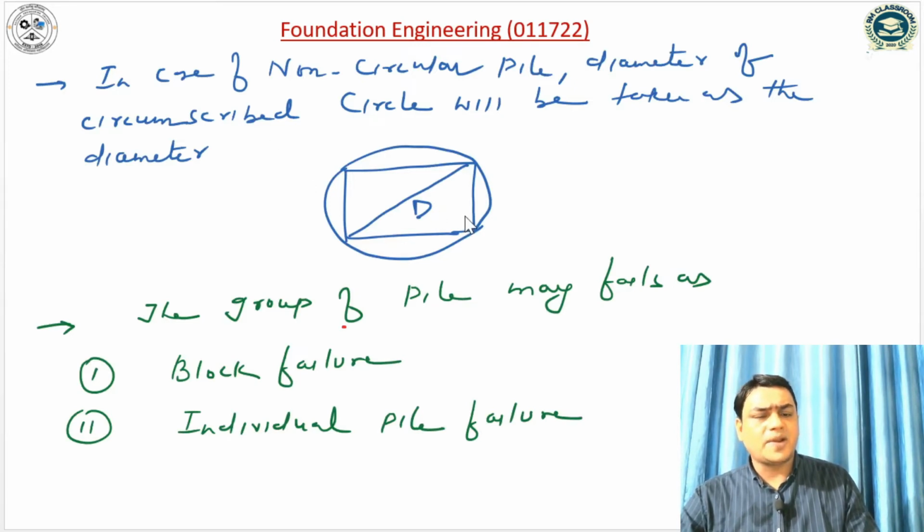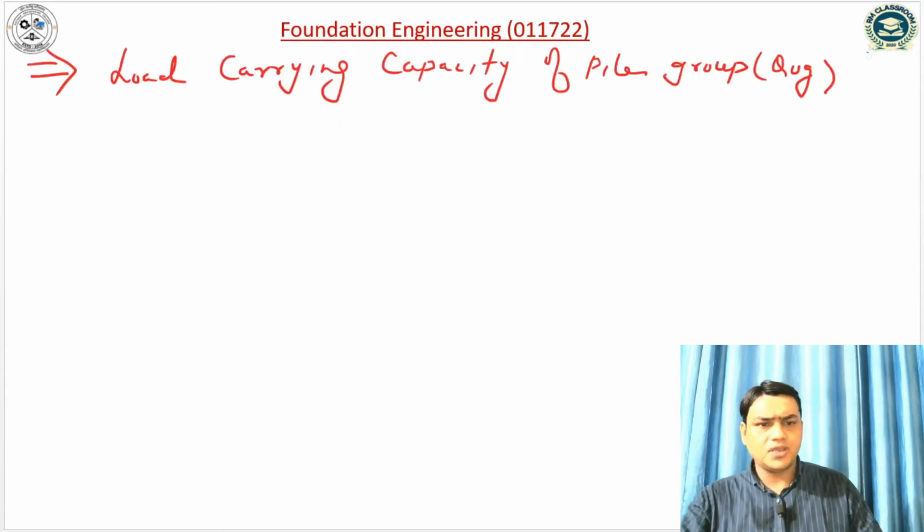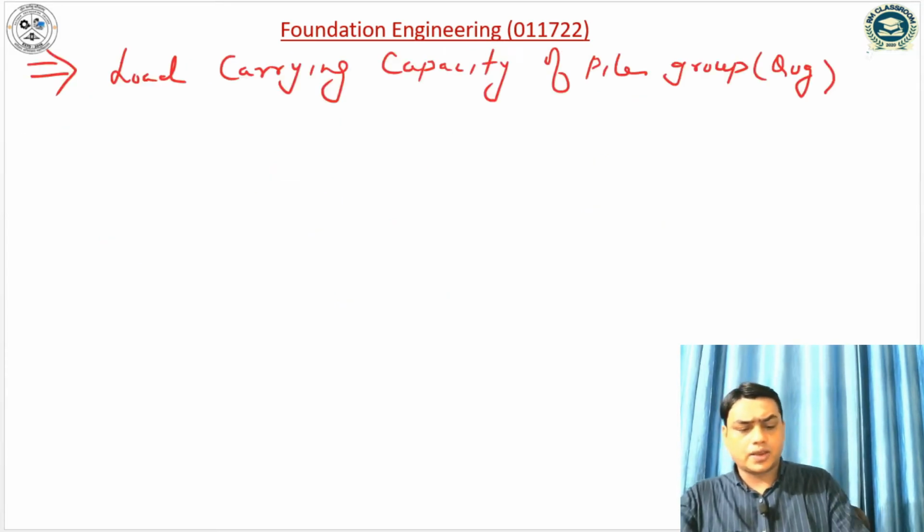A group of piles may fail either as a block failure or as individual pile failure. In case of clay, block failure will occur when the spacing is less than 2 to 3 times the diameter, and individual failure occurs when the spacing is greater than 8 times the diameter. Now, the load carrying capacity of the pile group. Firstly, I will discuss it for clay.